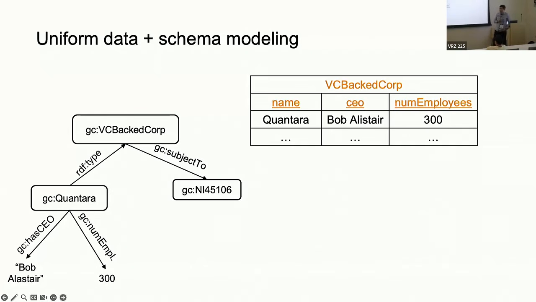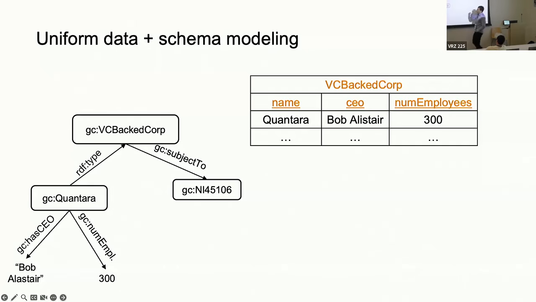This is an advantage of RDF in terms of this modeling. Suppose you wanted to say that every VC-backed corporation is subject to the Canadian NI 45-106 regulation. In RDF, you just put in this triple: VC-backed corporations are subject to this. It's just another sentence, right? Now, let's imagine how you would do this in a relational system. It's not actually that easy. I don't even think it's really possible.